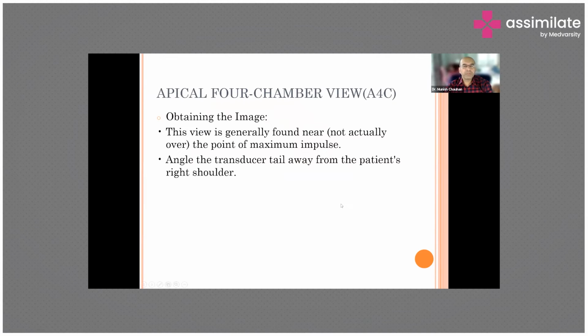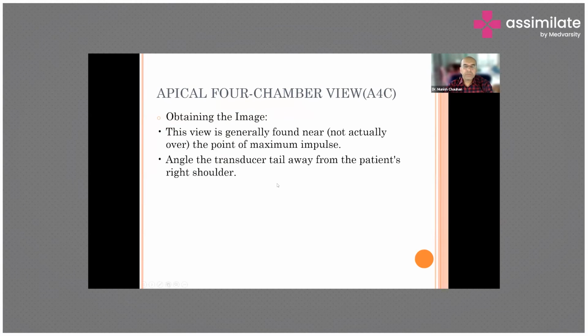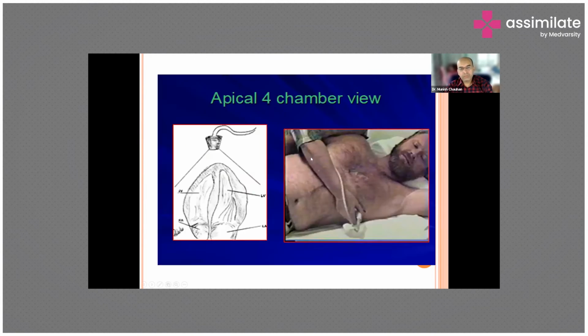Now we have the apical 4-chamber. You feel for the maximum pulse, wherever the maximum pulse is, this is where you will place the transducer, and the tail will be away from the patient's right shoulder. So this is at the apex. Cutting right through the heart gives you an idea of all the 4 chambers.